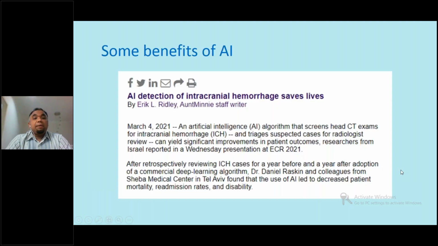I just want to share with you some benefits that AI can give. This is quite recent, from last month. As we know, intracranial hemorrhage is an emergency situation where we should have a rapid decision. So by having AI, the algorithm can help the radiologist identify the intracranial hemorrhage faster as compared to those days. This is why AI gives benefits in terms of detection of the disease.